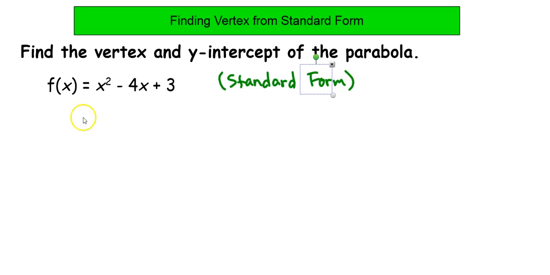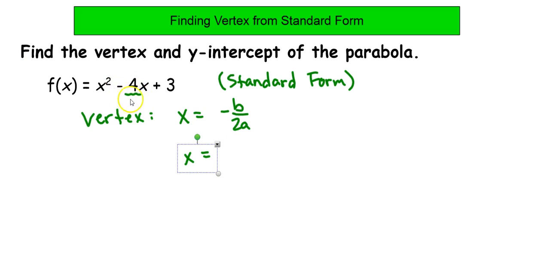So what I can do is, if I want to find the vertex, I know that the x-coordinate of the vertex is going to be equal to negative b over 2a. And so what's my b? Well, my b comes from the number in front of the x. So the x-coordinate is equal to the opposite of what I see in front of x. You see a negative 4, and it's the opposite of what I see in front of that, so that's just a 4, over 2 times the number in front of x squared.